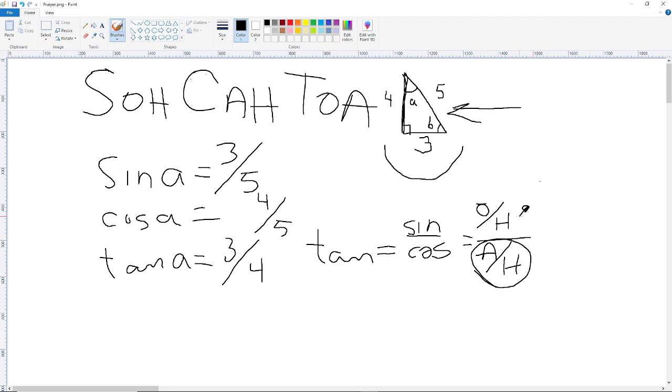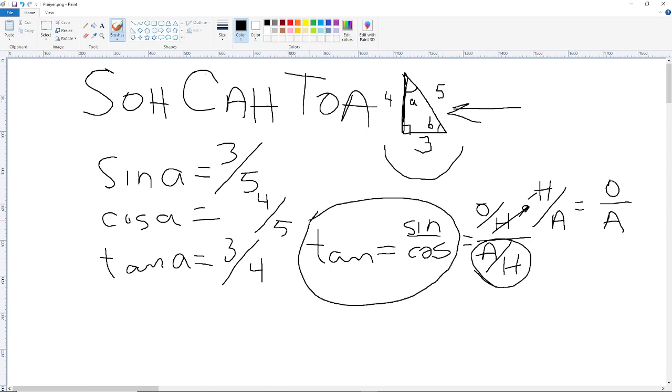So it's the same thing as multiplying by hypotenuse over adjacent. Hypotenuses cancel. We get opposite over adjacent. That's tangent, opposite over adjacent, or sine over cosine. That's a good identity to know.